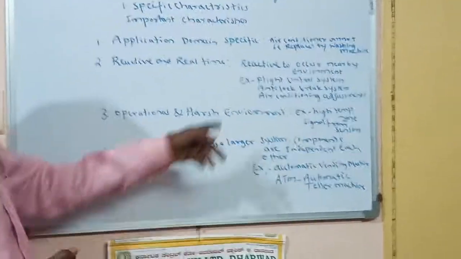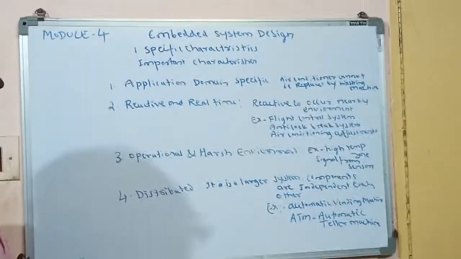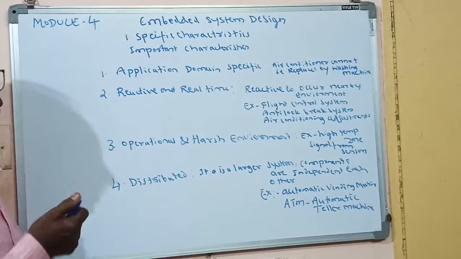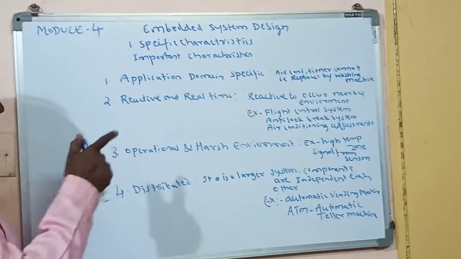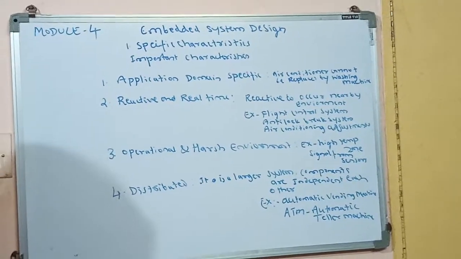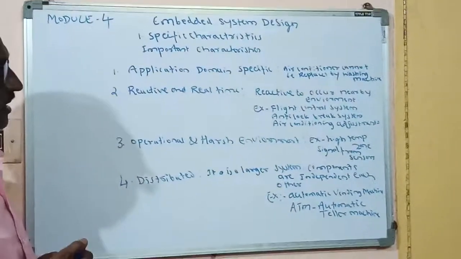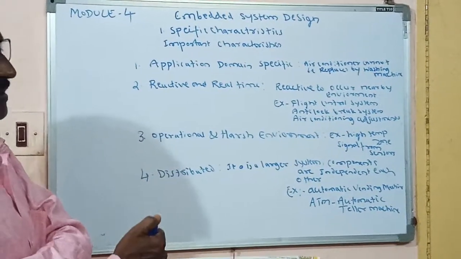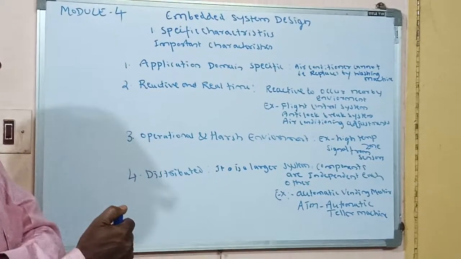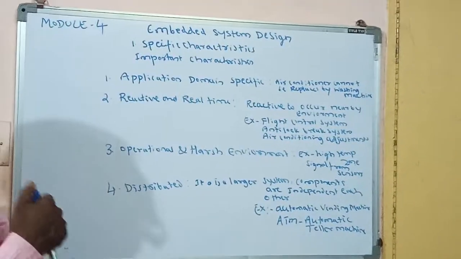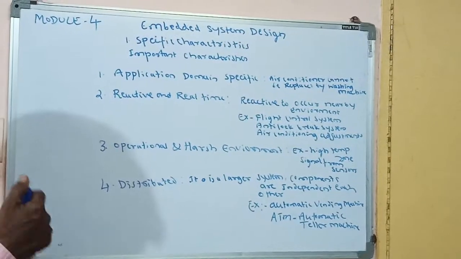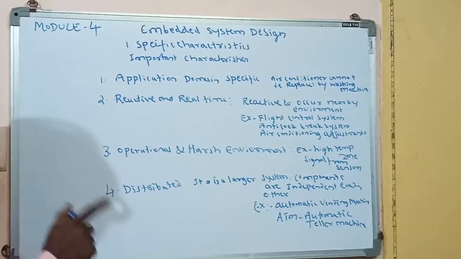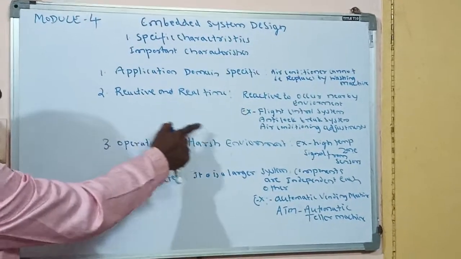For example, take a flight control system. What happens if the embedded system fails to control it? Suppose it has more delay. More delay is not suitable for flight control and other systems. If the delay is more, we cannot control the flight, because within a fraction of a second, or a fraction of nanoseconds, the system will be destroyed. So if you create more delay, the system will be damaged. That's why, without delay, this system is more reactive and real time.